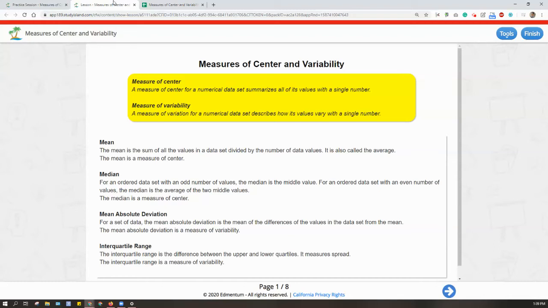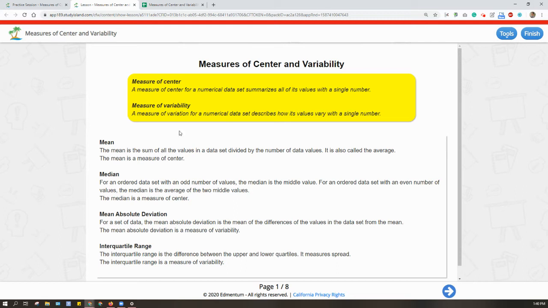Okay, it's the video for measures of center and variability. First thing you notice, I am starting off with the lesson page because the very first lesson page is going to be your best friend while you do this particular topic. It gives you all the definitions you need, and you can refer back to this page while you're doing the topic's questions. So open up the lesson page and have this open in the background.